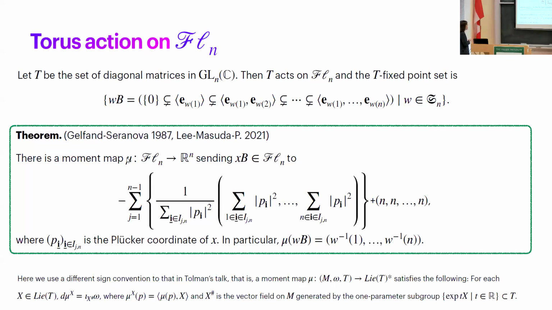Then there is a moment map mu from the flag variety to the space R^n, where the point xB is sent to this point in R^n. Here, pi is the spherical coordinate of x, and for the permutation flag wB, mu of wB becomes w inverse of 1, ..., w inverse of n. But please note that we use a different sign convention from Tolman's talk, so we have no minus sign in this part.